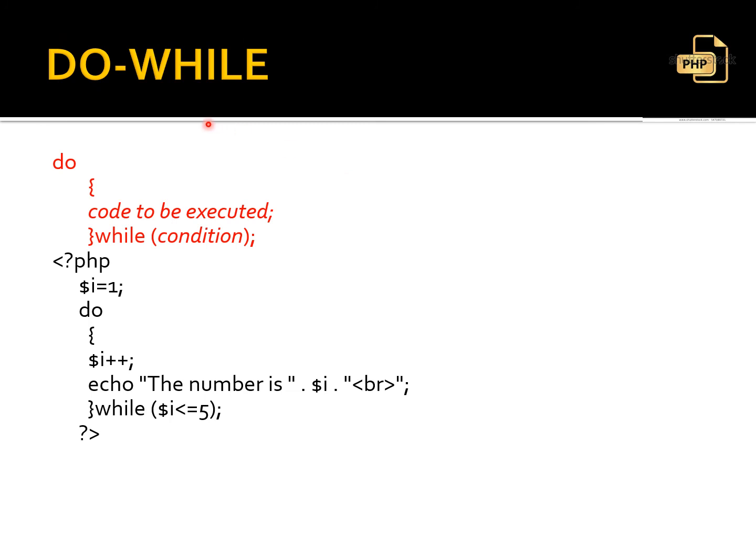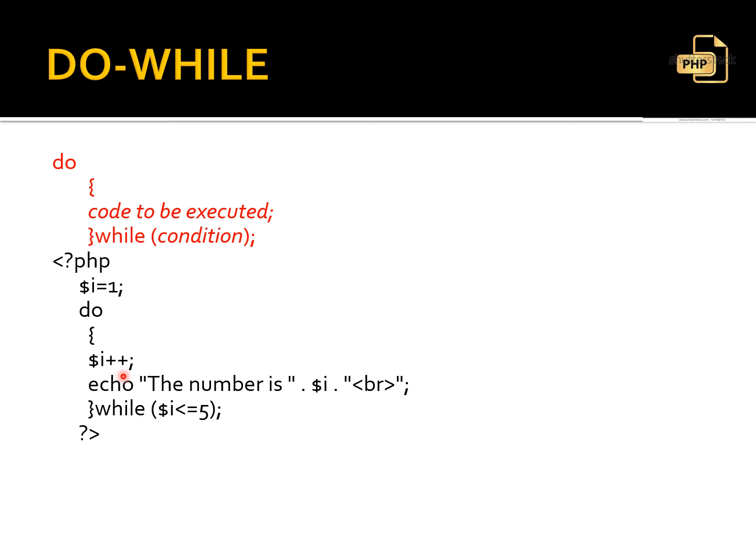Then comes the do while. We know that do while is an entry control loop. So the syntax is like this: do, the code to be executed, while condition, semicolon. Here is the same example for displaying the numbers from 1 to 5. $i is equal to 1, which is the initial value. Do, $i plus plus.